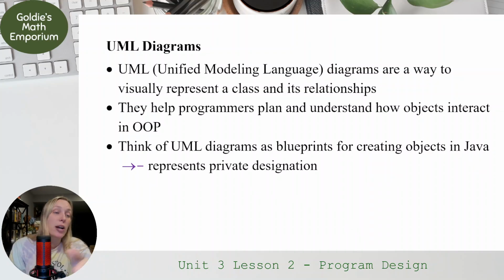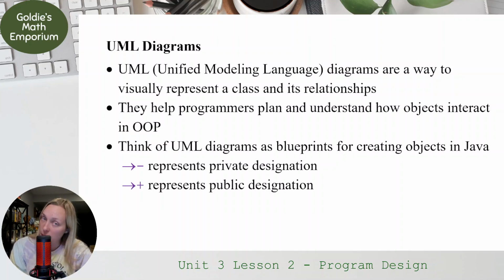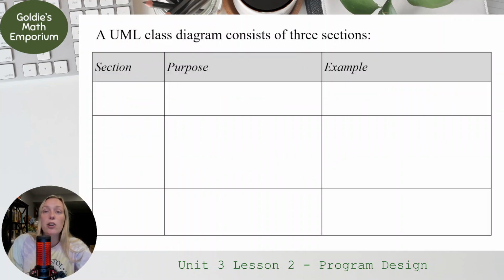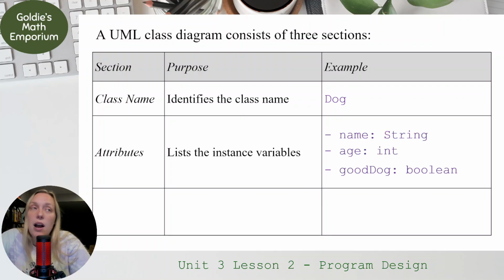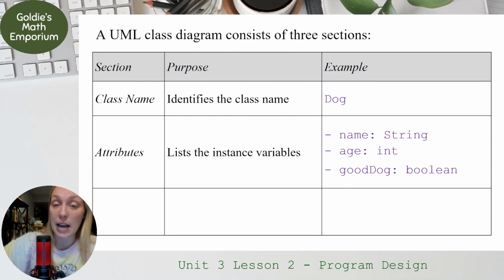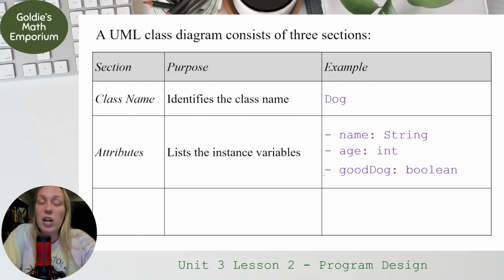Now, in these UML diagrams, a subtraction sign before a variable or a method represents private designation, and the plus sign represents public designation. Okay, so here is an example. It consists of 3 sections. The first section identifies the class name. So our example is dog. The second section contains the attributes. It lists all the instance variables along with what their data type is. You can see I have a subtraction sign for all 3 of mine because they are private. I have name, age, and good dog, and then the colons after that define what data type it is.